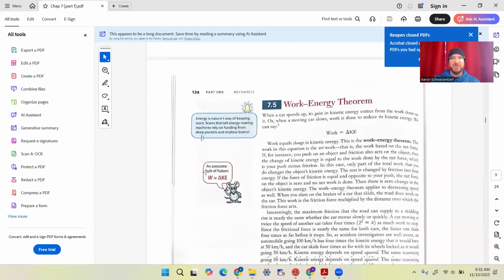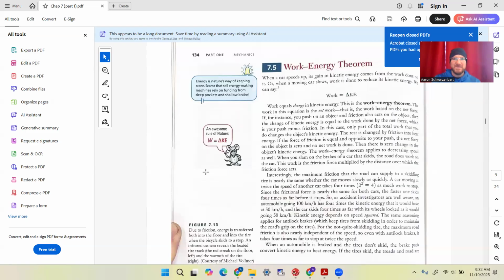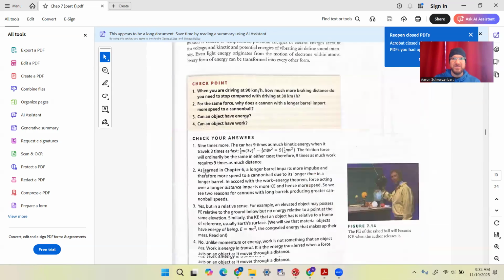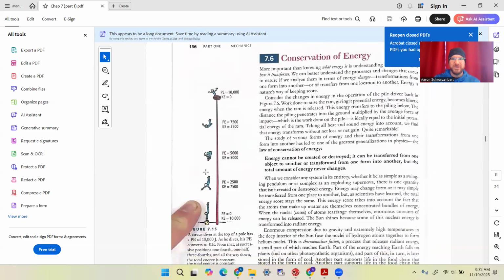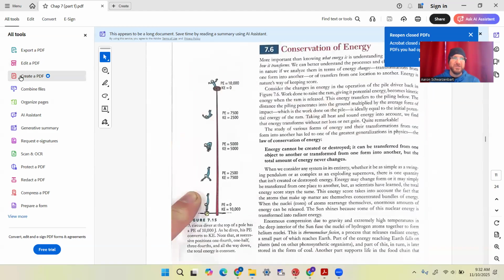And you're going to do the energy skate park, which is going to lead you to conservation of energy. It should be a pretty easy example, but we can look at a quick example here.